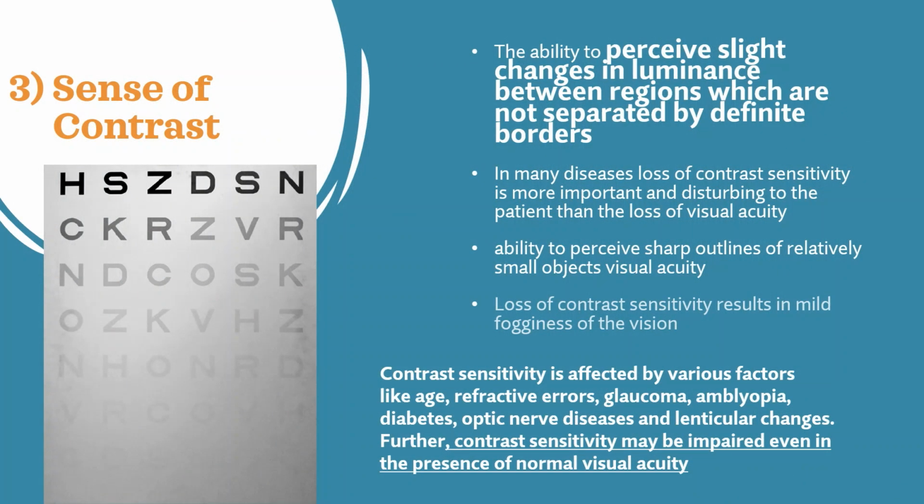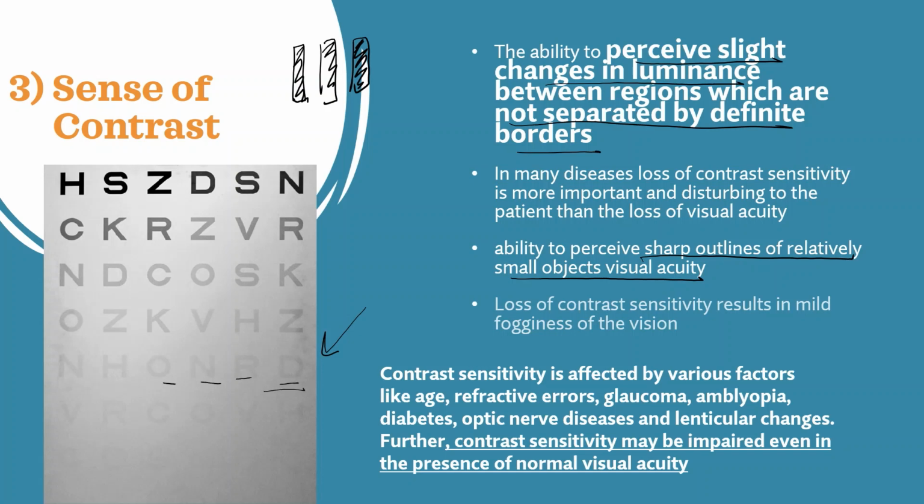Okay, so moving on next to the sense of contrast, and this is the ability to perceive slight changes in luminance, that is brightness, between regions which are not separated by definite borders. If you were able to see the Teller's chart, or here these are the lines, so the lines are differentiated, right, and they have a definite outline. So that is the thing with visual acuity, when you are able to perceive sharp outlines of relatively small objects. But here, in sense of contrast, the objects are not separated by definite borders or outlines.